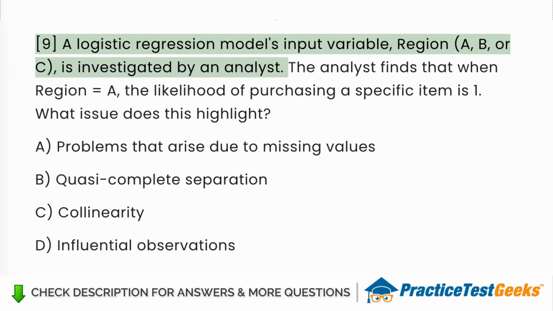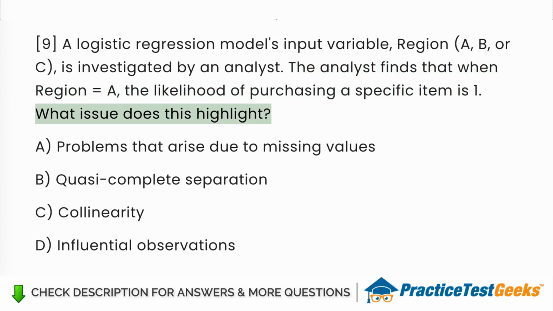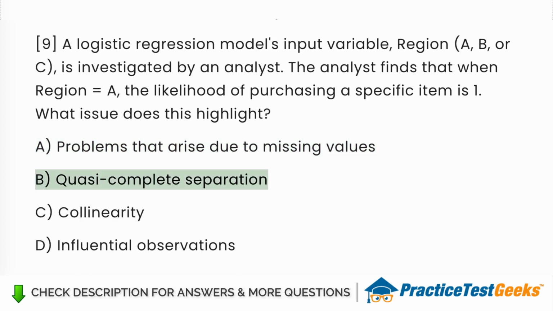A logistic regression model's input variable, region, is investigated by an analyst. The analyst finds that when region equals A, the likelihood of purchasing a specific item is 1. What issue does this highlight? A. Problems that arise due to missing values. B. Quasi-complete separation. C. Collinearity. D. Influential observations.